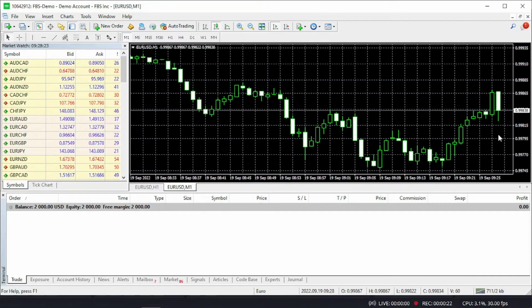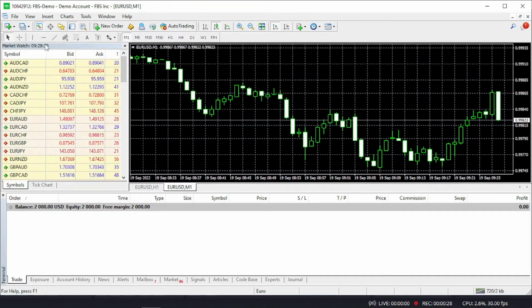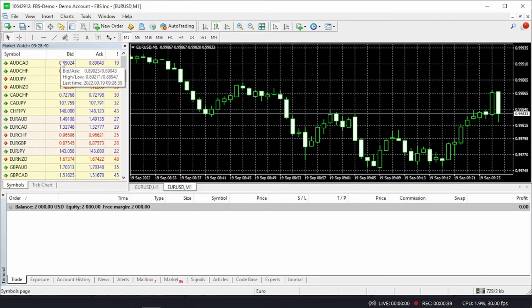When looking at the market watch on your MetaTrader, you will notice that the price of various currencies tends to jump up and down. This is called fluctuation. These movements in the Forex market are measured in pips.